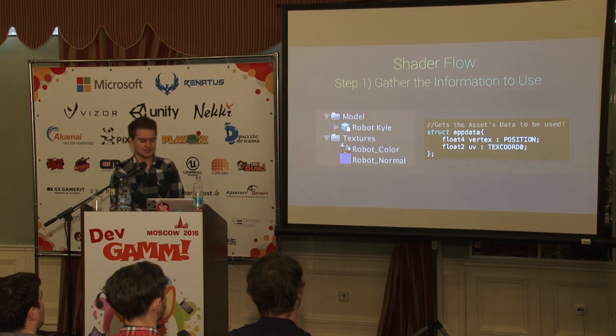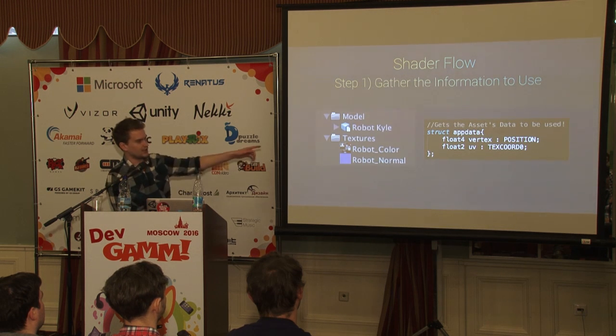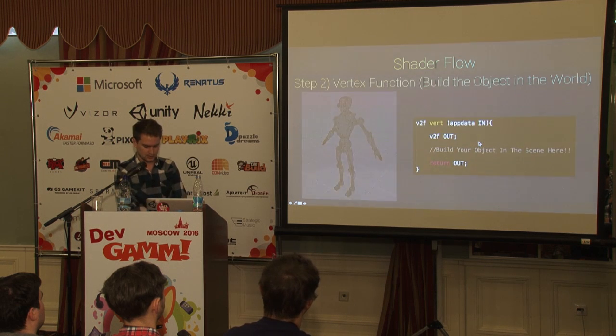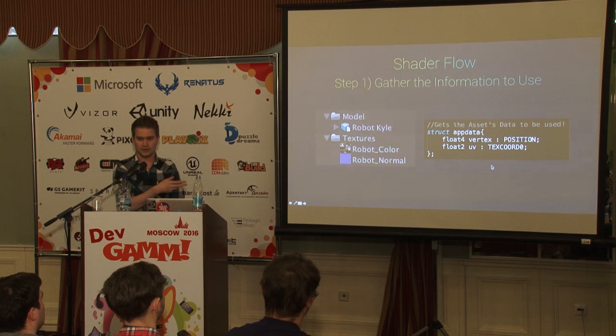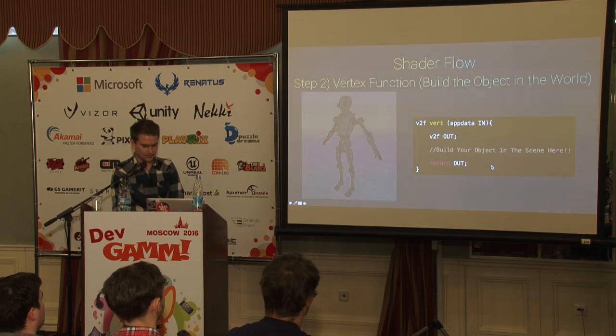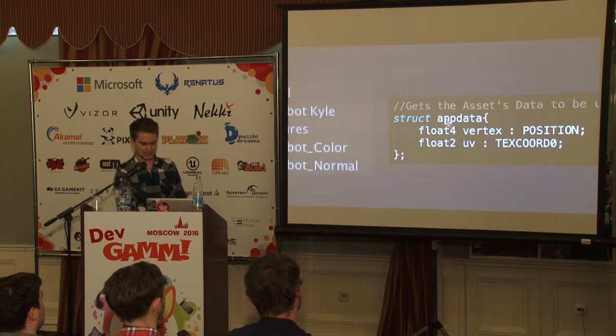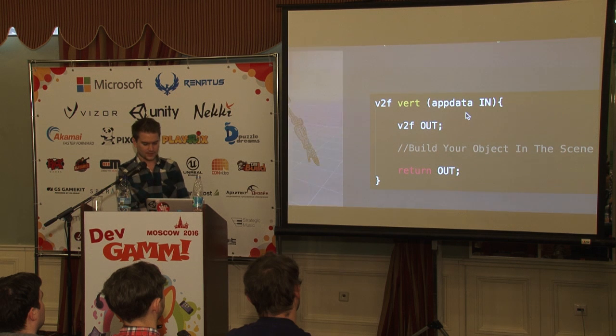And you do those steps in CG. So for example, here you gather all the parts. We have here a struct where we get the asset's data. In this case, we're going to get the vertices of the object, so every single triangle on the object, and the UVs as well for applying a texture. We also have here the vertex function. You can see here that we're then going to pass in that app data into the vertex. We're then going to build up our object.